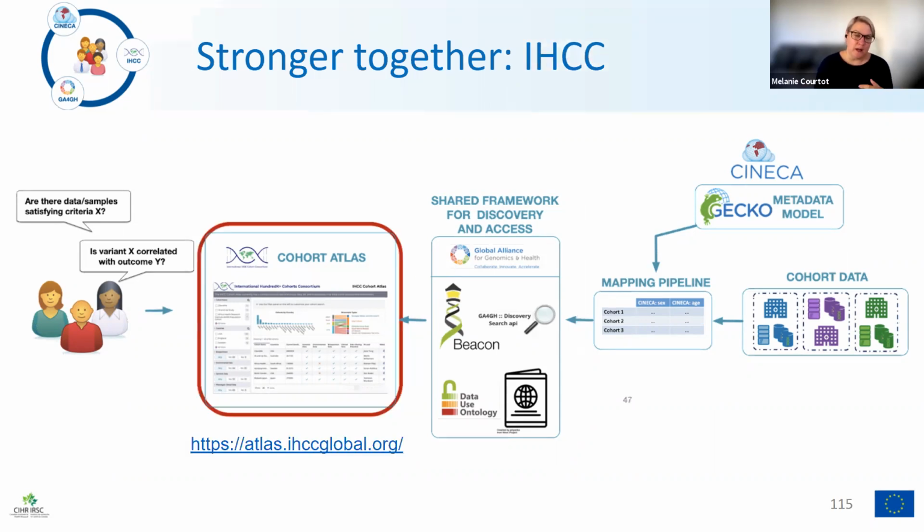And finally, once we have those two pieces coming together, then we can deliver the end value for the users community. And an example of that is the work we've done in IHCC, where we've been able to produce an atlas for cohort browsing and discovery and filtering based on cohort content. And if you're interested in that, the link is there. It's a publicly available resource as well.